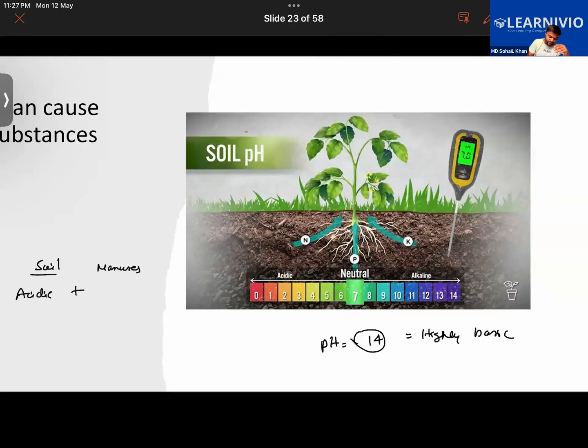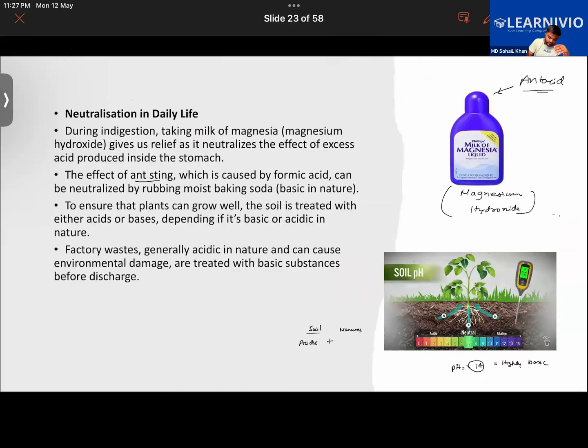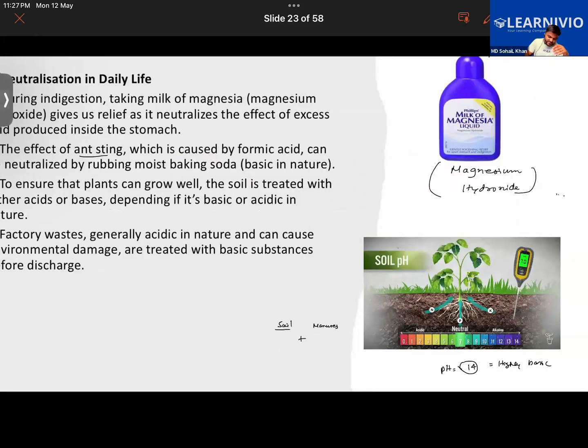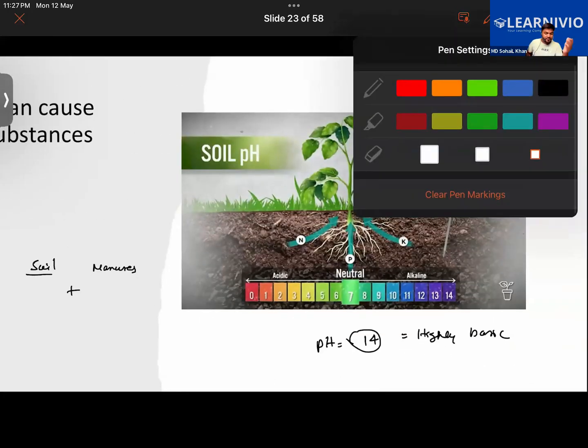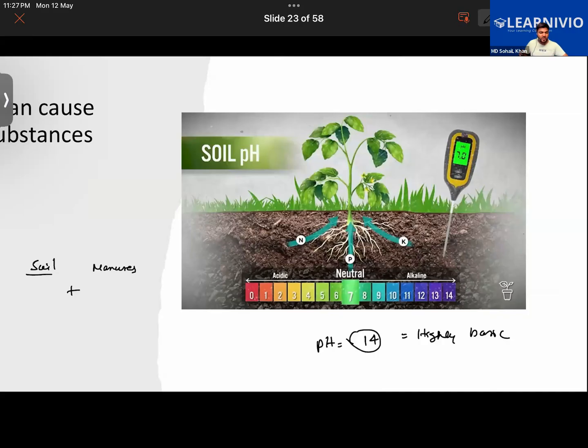Sir, what is cow dung? Cow dung is basically the excretory material released by the cows. The excretory product of the cow is basically cow dung.